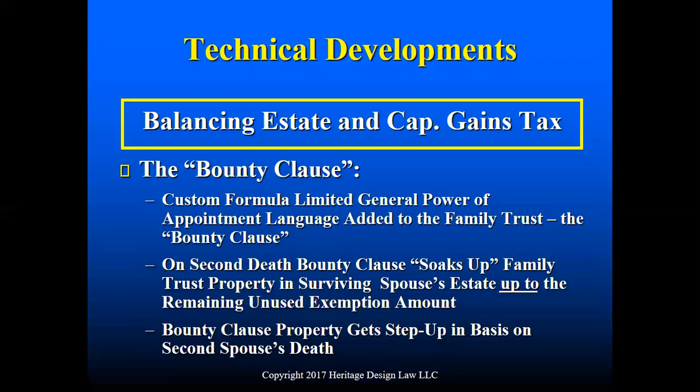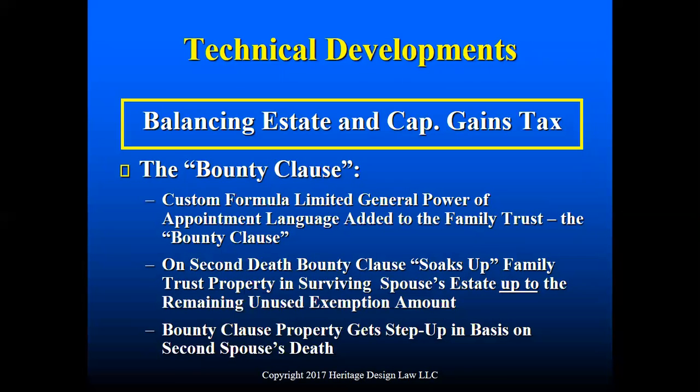But the bounty clause is a special formula that's added in to the family trust. So it's a custom formula, a limited general power of appointment. It's language that's added to the family trust, and we call it the bounty clause. And what it says is that on the second death, the death of the second spouse, the clause soaks up the family trust property into the surviving spouse's estate up to the remaining unused exemption amount.